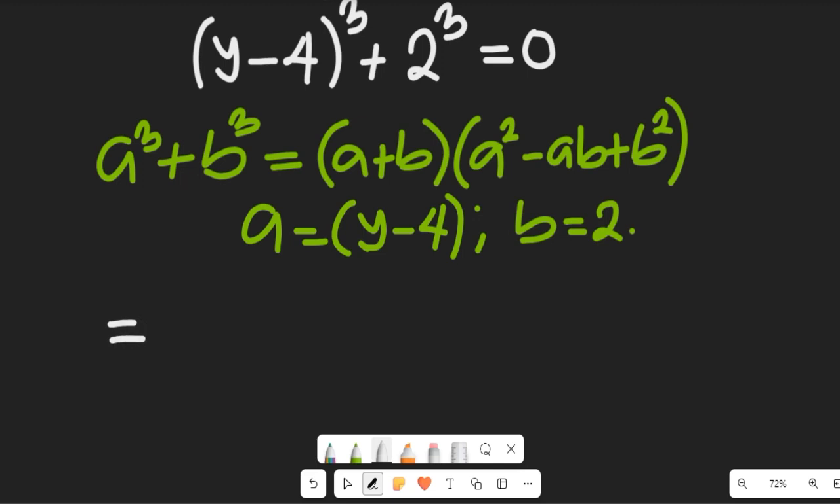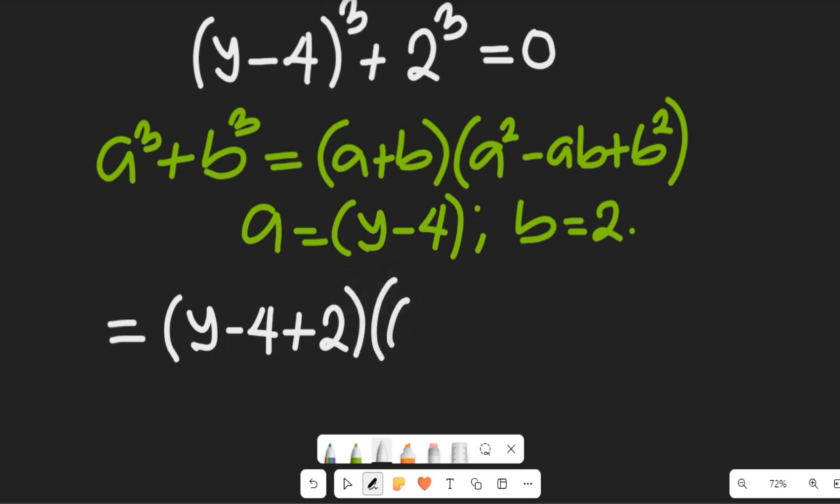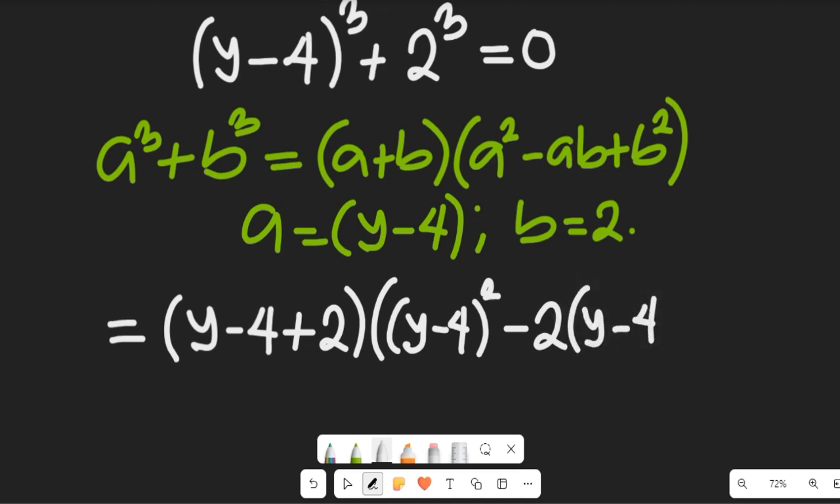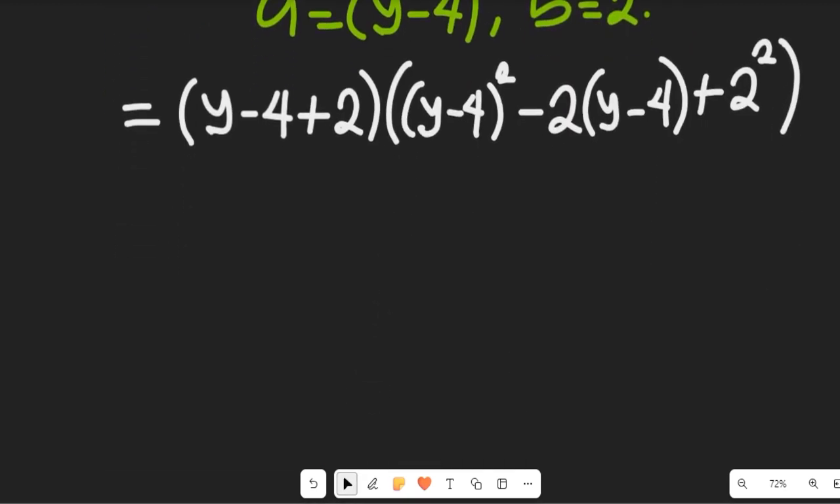That main expression is now going to become: the first part is (y - 4) + 2, which is a + b. And then we're going to have a squared, which is (y - 4)^2, minus 2 multiplied by (y - 4), plus b squared, which is 2^2, and this will be equal to 0.